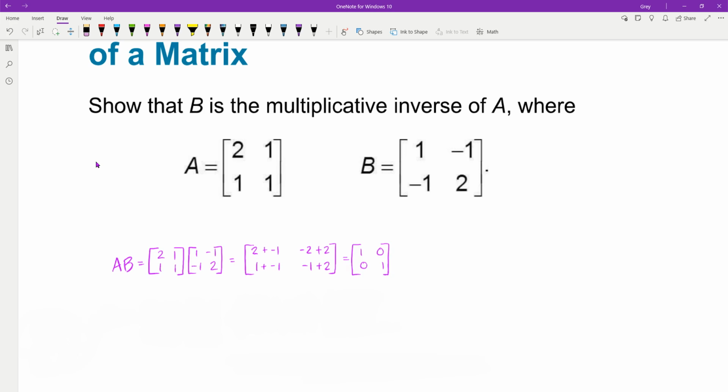Now, let's see what happens when we do it the other way, because we just talked about in the last one, you don't always get the same thing. So this time, I'm going to put B first, and then A.